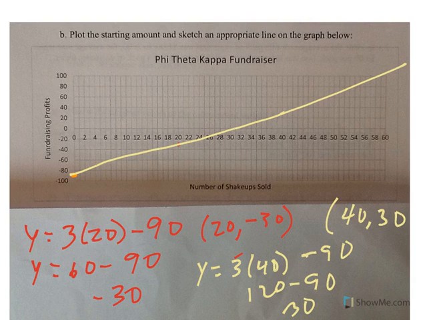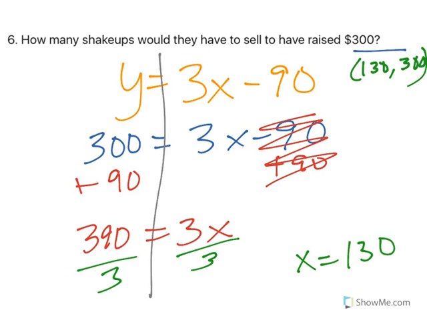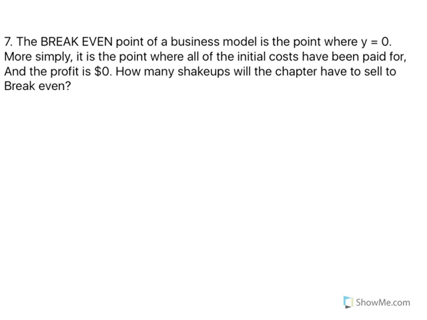You can see they have to sell quite a few just to get out of the hole, and that leads us to the last question here. The break-even point of a business model is the point where Y equals 0. More simply, where all the costs have been paid for, right? You don't have any profit, but you have no longer lost money, right? If they don't sell enough shake-ups, they're going to lose money because they shelled out money to get started. So the key for break-even is it's where Y equals 0.